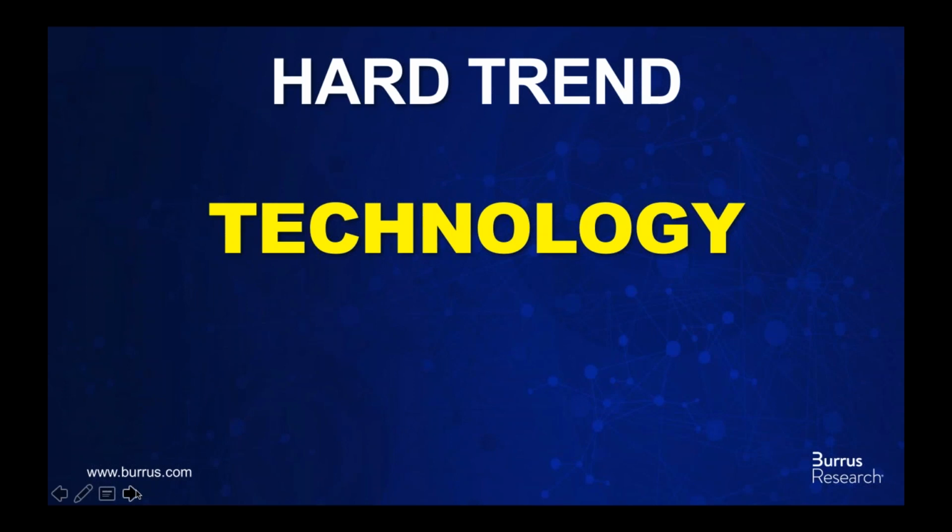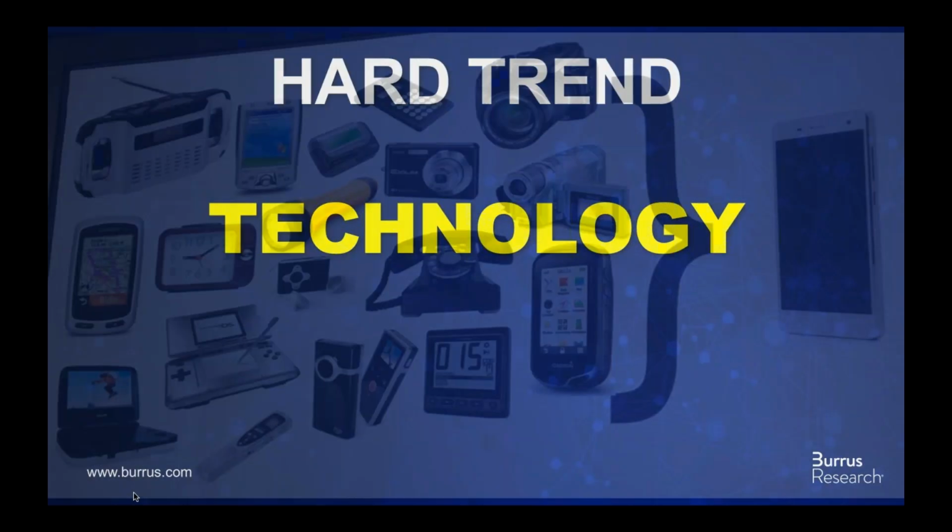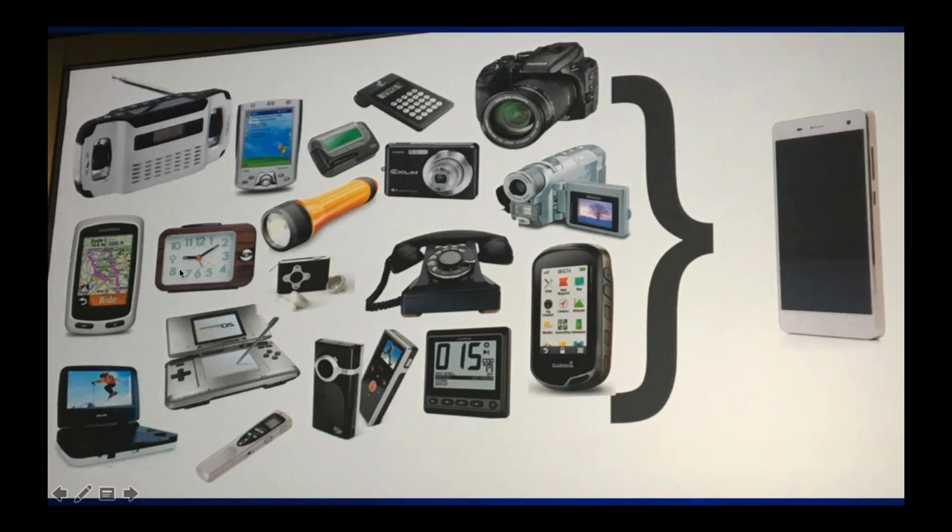Those are examples of what happens when you don't deal with a hard trend. So I want to just cover this quickly. You guys all know this, but the fact is, this is what's driving a lot of this. I found one article that said all the stuff that's in your smartphone, if you actually added it up when it came to market, it would be worth about $1 million.